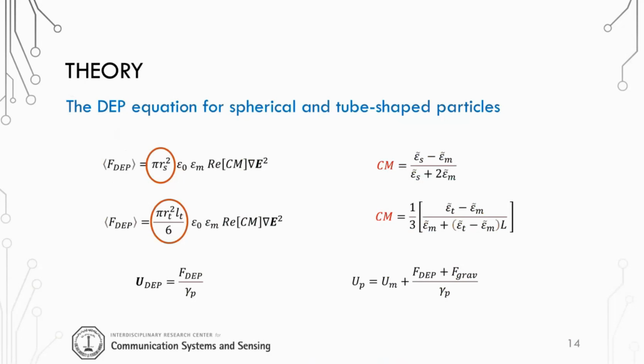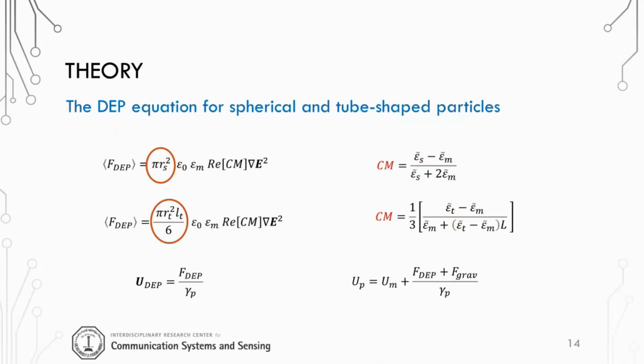Okay, so later on you can also calculate the velocity of your particle. What is the velocity? You can just divide your force by the friction factor here. This friction factor also depends on the type of your particle. And then if you want to know the total velocity of your particle, you need to add up the velocity of your medium. You add it with the velocity generated by the DEP force and also by gravity if the particle is quite big. But in some cases, if the particle is quite small, you can ignore the gravity force. So this is basically the theory.